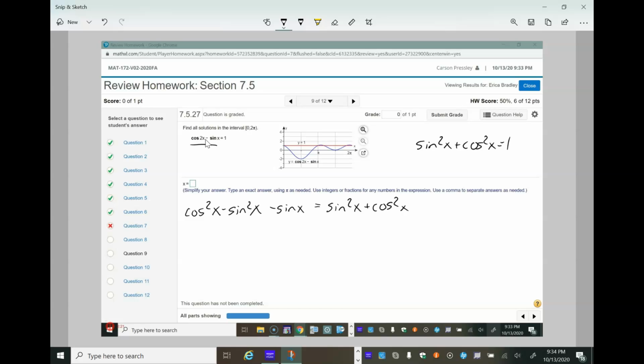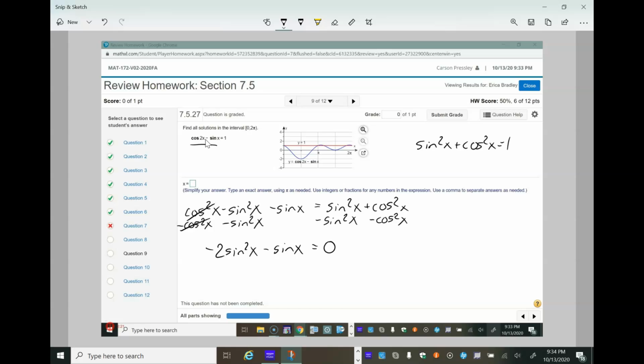And once I do that, again, remember you want these equal to 0. So I'm going to subtract both of these over. And we're going to see something that happens. So when I subtract this one, the cosines will cancel. I will end up with negative 2 sine squared minus sine. And this will all be equal to 0.